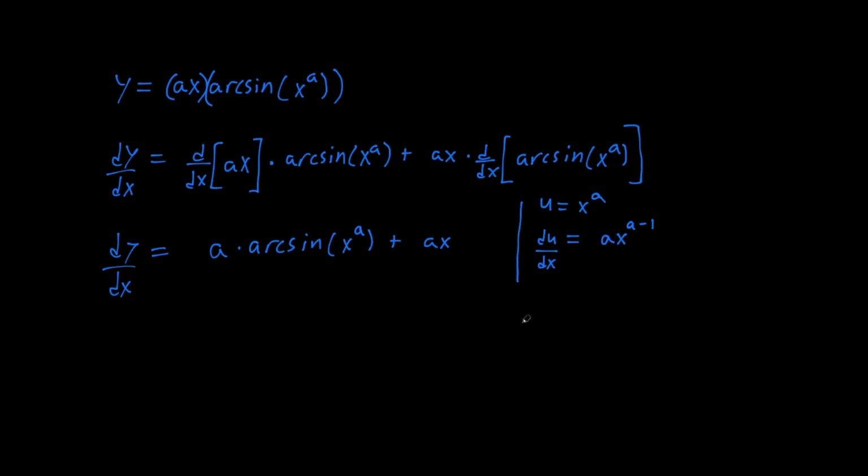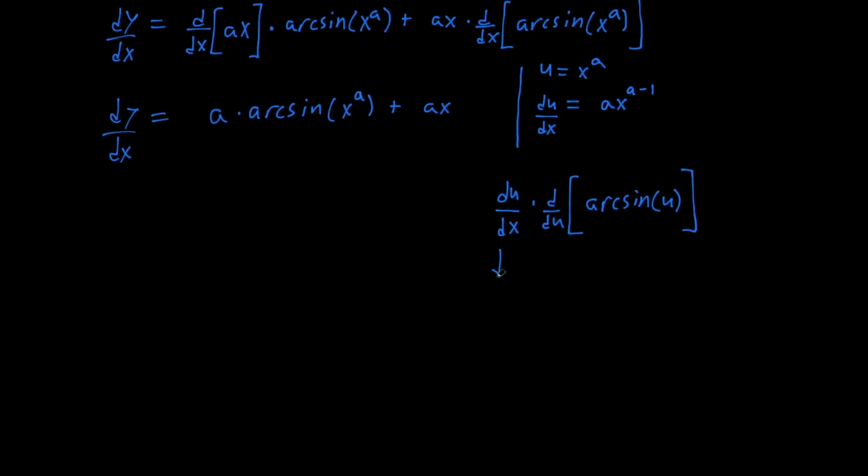And continuing on, we'll use chain rule on arcsine of x to the a, so we have du dx times d du of arcsine of u, and we'll bring back down that du dx, which we already worked out to be equal to a times x to the a minus 1, and then d du of arcsine of u is 1 over the square root of 1 minus u squared, because we took the derivative with respect to u.